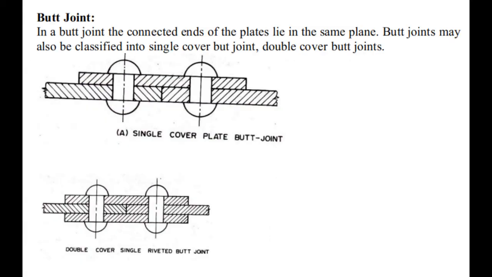Next is the butt joint. In a butt joint, the connected ends of the plates lie in the same plane. They are also classified into two categories. Number one, single cover butt joint, and number two, double cover butt joint. Please note down the diagram in your notebook and see what is single cover and what is double cover butt joint.